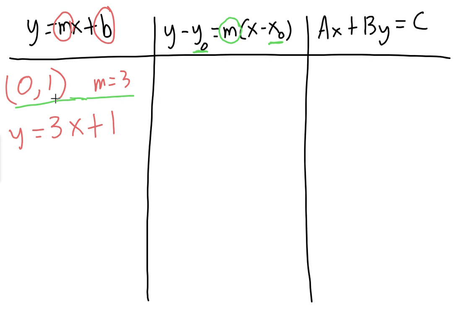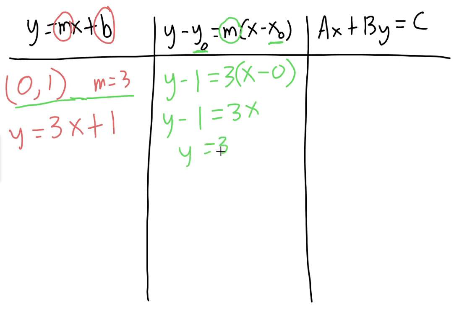So like if I were given that 0 comma 1, m equals 3 situation, well, that's just y minus y naught is equal to m times x minus x naught. So now we'd say, okay, we have to simplify. Y minus 1 equals 3x, or y equals 3x plus 1. It's the same thing, but we had to simplify, so that's why it'd be better to use slope-intercept here.